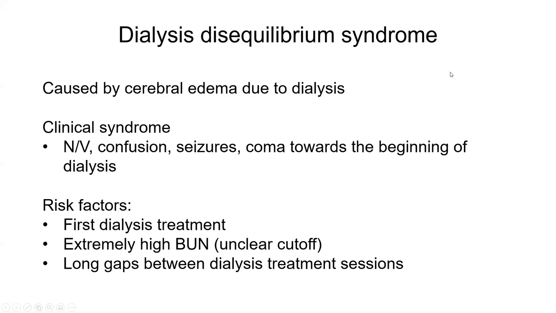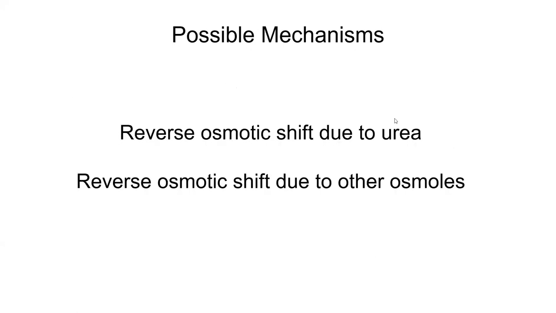So we're going to talk about how to manage this. Let's think about why this happens first. There are two possible mechanisms that are discussed, and we'll go over them in detail: reverse osmotic shift due to urea, or reverse osmotic shift due to other osmoles. So buckle up, we're going into some pathophys. Get ready for some arrows.